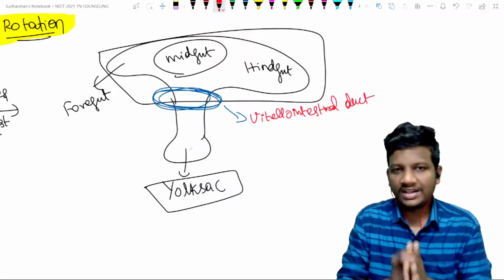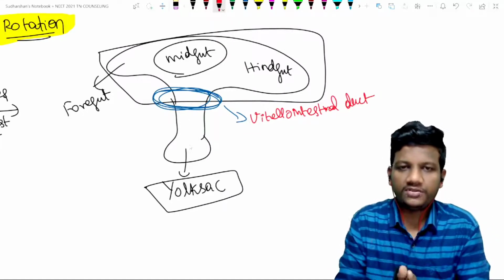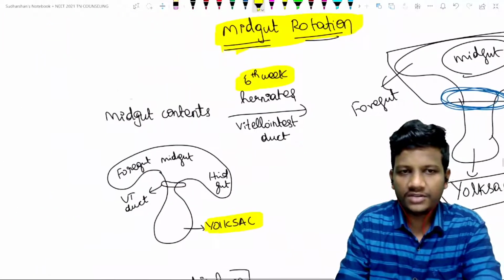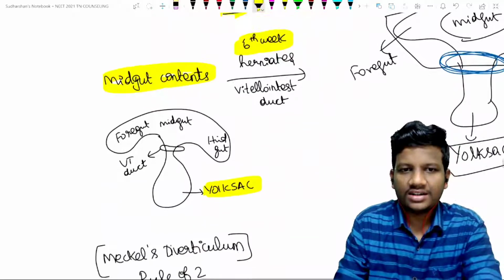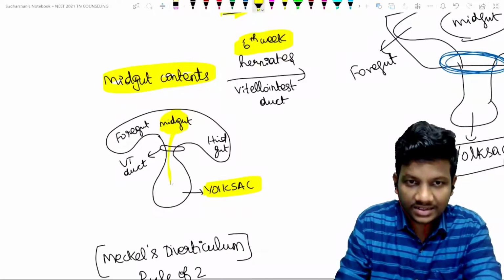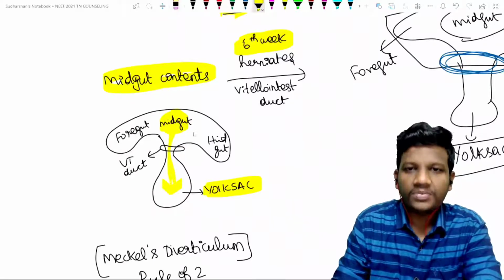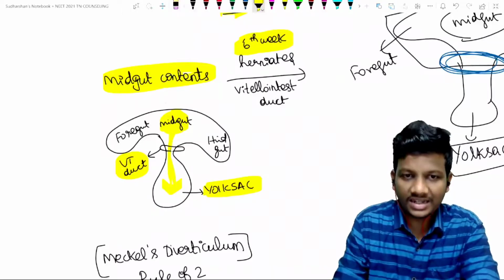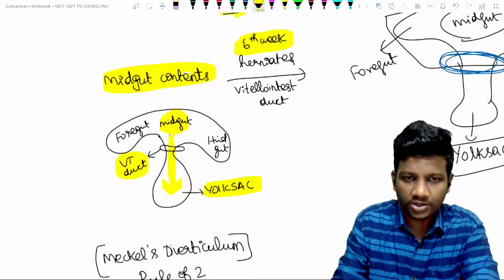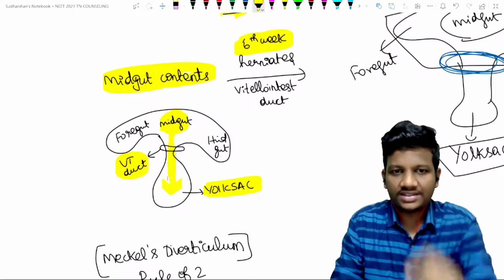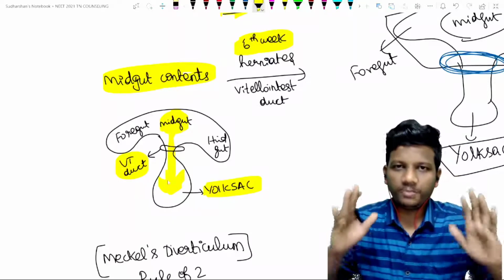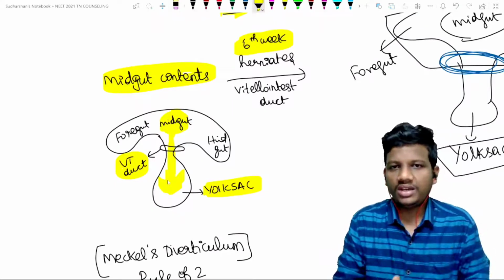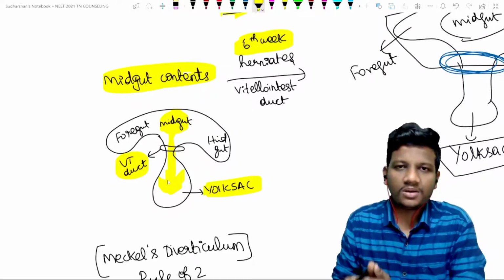So in the development of the gut, especially in the development of the midgut, what happens? In the 6th week of development, the contents of the midgut herniate into the yolk sac via the vitello-intestinal duct. The contents of the midgut herniate, that means it goes out. Through the vitello-intestinal duct it goes inside the yolk sac. This is the concept of midgut development. During this process there will be a rotation of midgut, which they call midgut rotation.